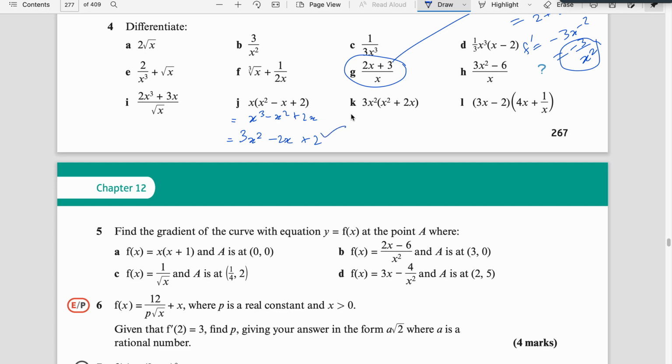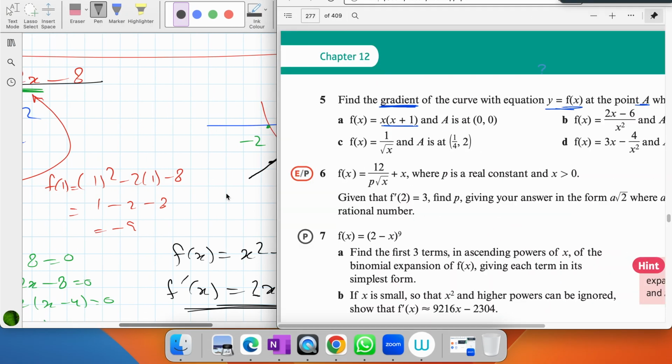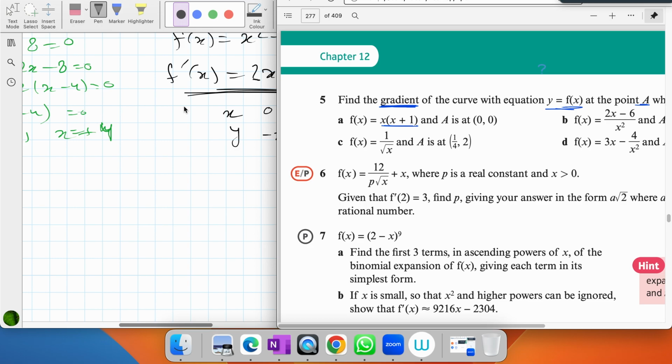Every other thing will stay the same. Only the equation will change. dy/dx, nature is the same. d²y/dx², nature is the same. The requirement of the question is the same. Find the gradient. Find the gradient. So looking at this word, we know we have to do dy/dx of the curve with the given equation at point A, where point A is given. For example, for this first question, we have to find the gradient for this equation at (0, 0).